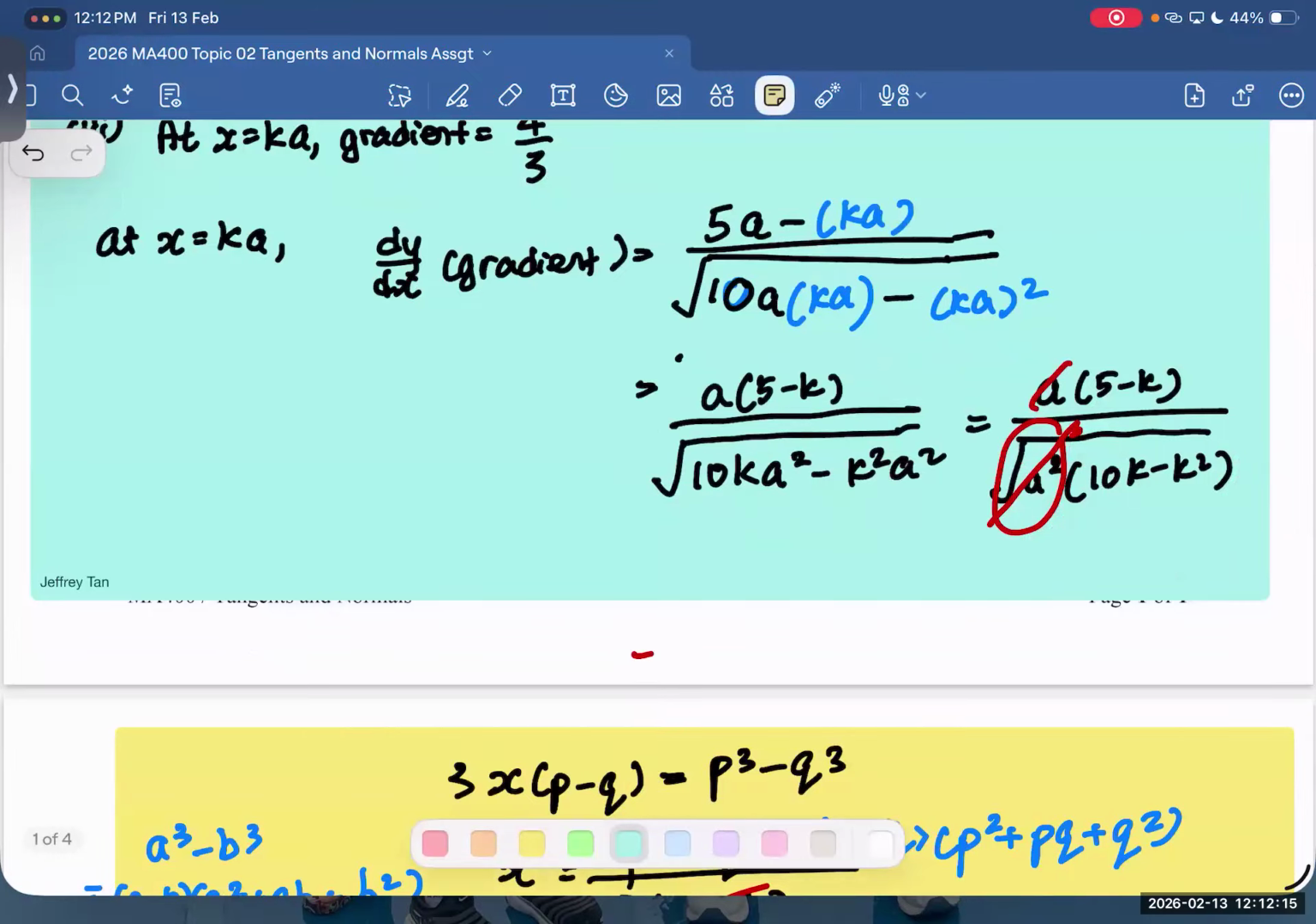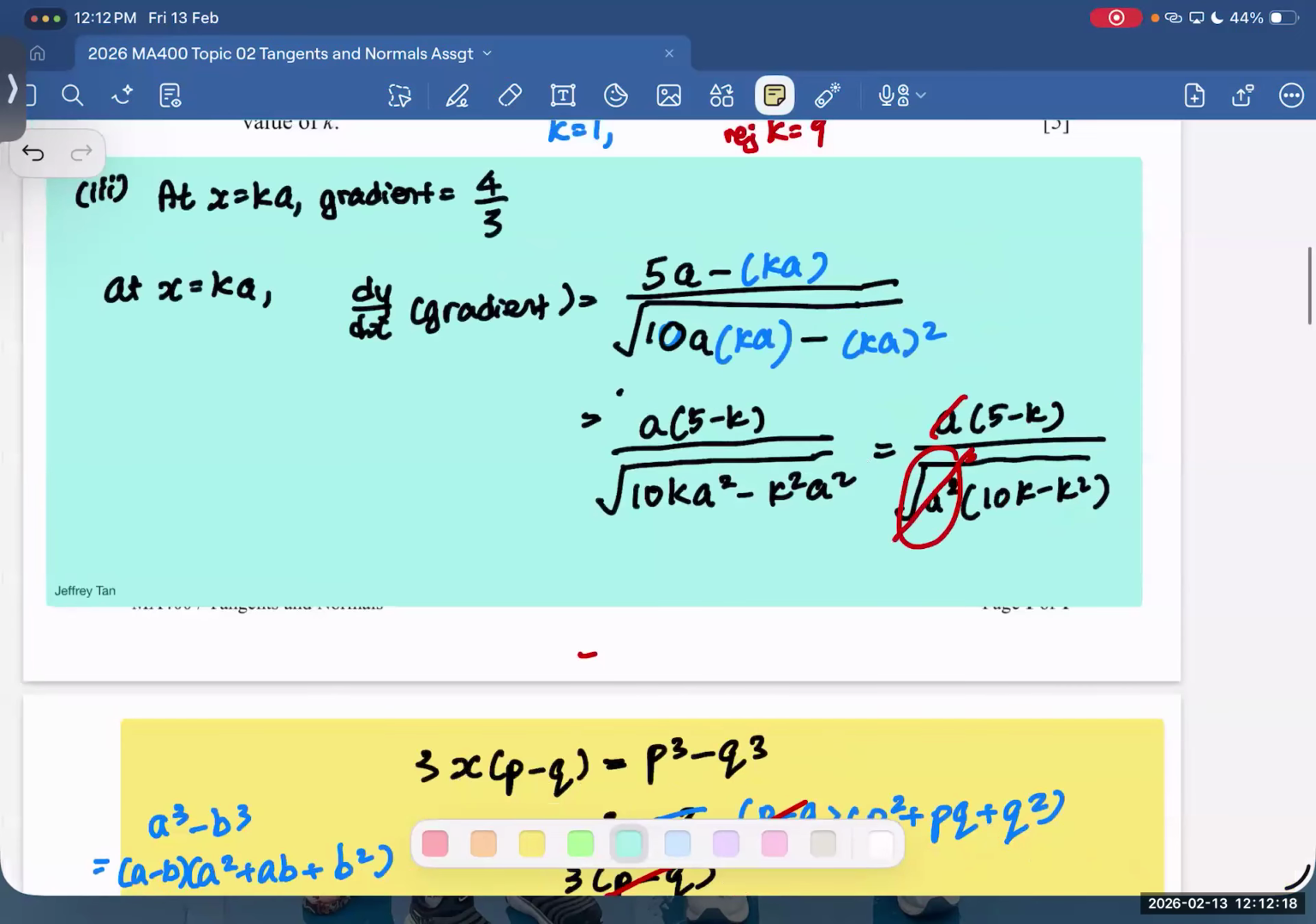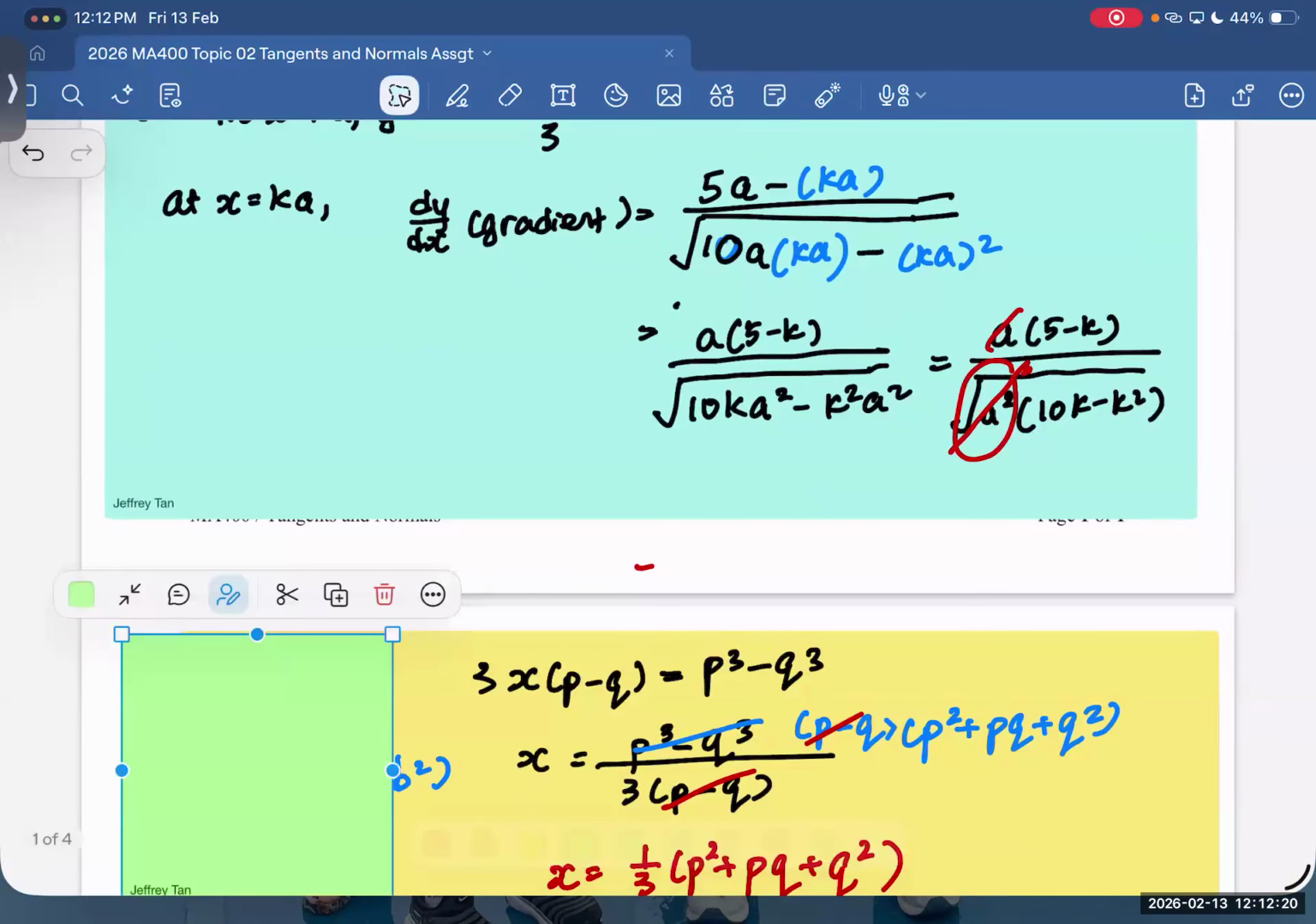Okay. Raider, what's your favorite color? Green.